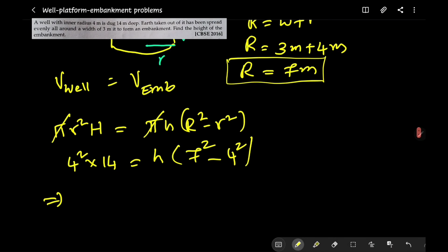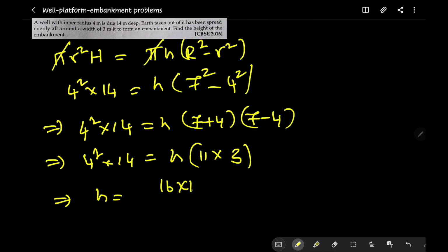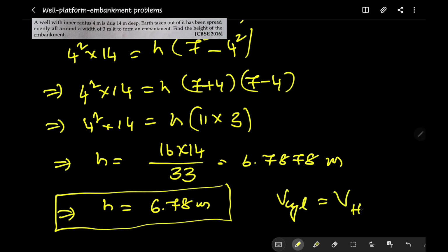Now here the only unknown is small h, so by simple simplification we can find out the value of small h. Here I am using a square minus b square equals to a plus b into a minus b. Finally we got the small h value as 6.78 meters. So which means that the height of the embankment around the well will be equal to 6.78 meters. Even in this problem we have used the concept of volume conversion. Volume of cylinder is converted into volume of hollow cylinder, as opposed to volume of cylinder being converted into volume of cuboid in the previous problem.